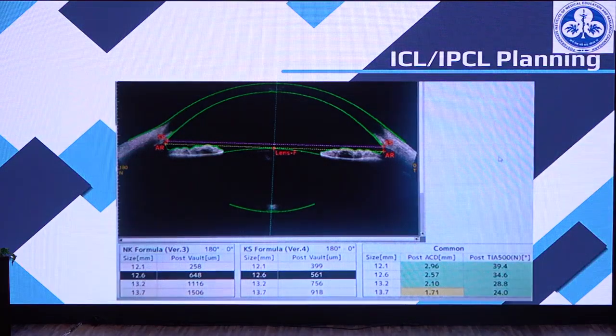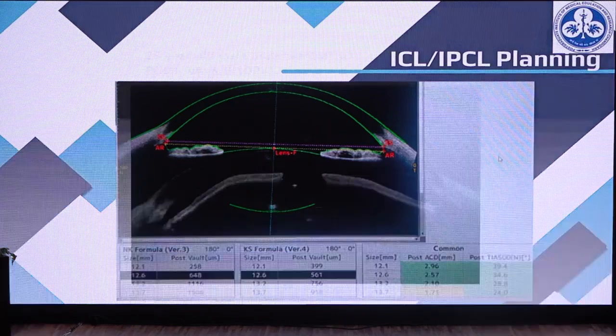As keratorefractive surgeons, we use our OCTs for ICL and IPCL planning. The Swept-source OCT also provides a KS formula, which gives you an idea as to what size of ICL you can aim for in order to get a good vault. So it helps in better predictability of the vault.